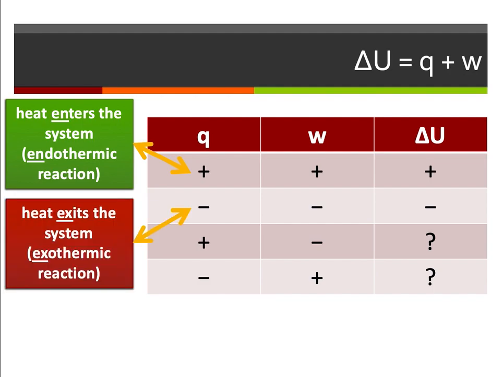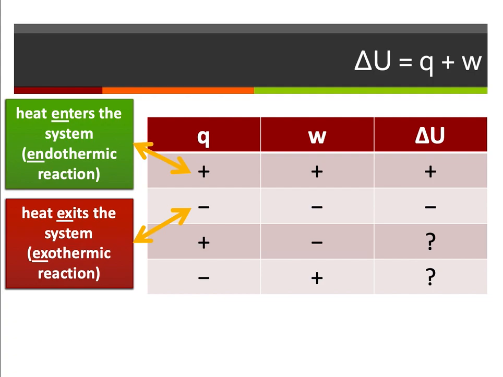When Q is negative, heat must be exiting the system. This is called an exothermic reaction. When Q is positive, that should lead towards delta U being positive, and when Q is negative, that will lead toward delta U being negative.